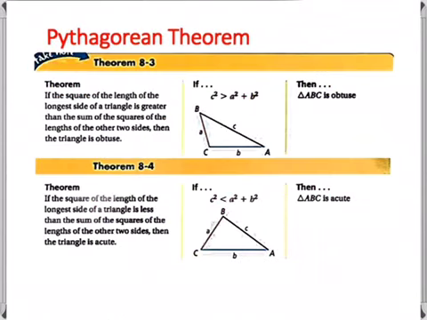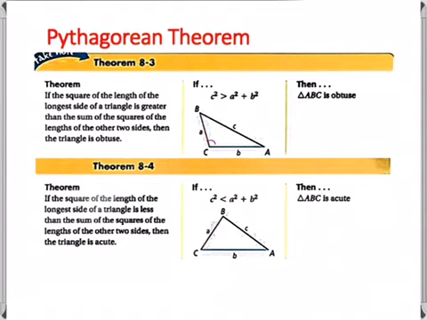Here we have two more theorems, and this time these theorems state that you're going to use the Pythagorean theorem to test if you're dealing with an obtuse or an acute triangle. And that means if it's obtuse, that just means that its largest angle is greater than 90. And if it's acute, that means all of its angles are less than 90.